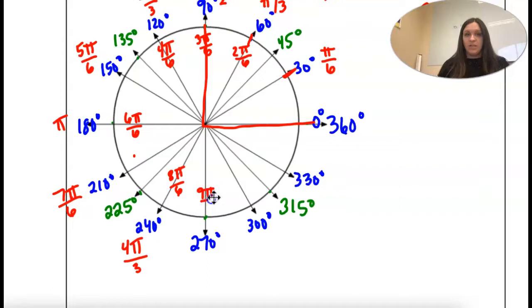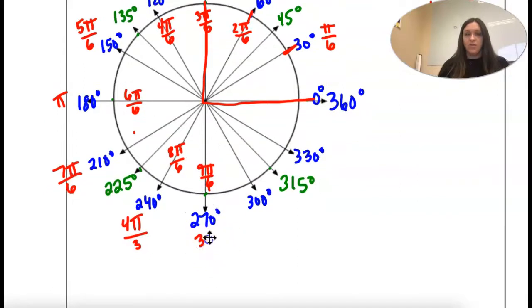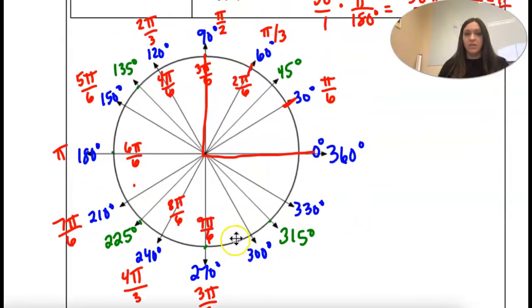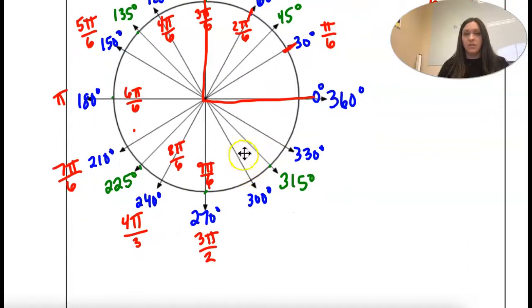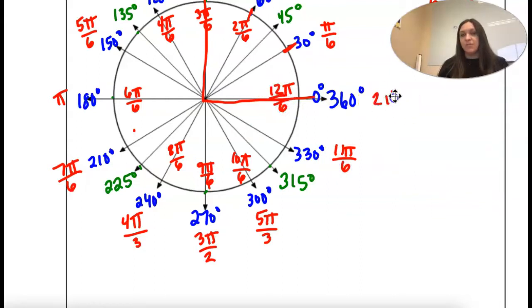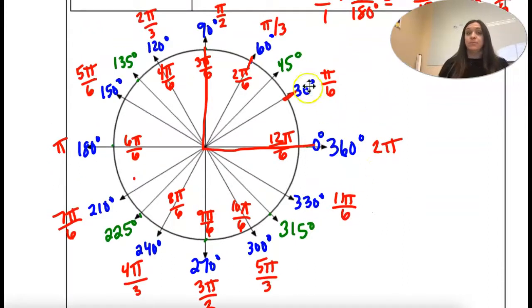9 pi over 6 reduces to 3 pi halves. 10 pi over 6, I'm trying to do them in my head: 10 divided by 2 is 5, 6 divided by 2 is 3, so that's 5 pi over 3. Then 11 pi over 6 does not reduce. 12 pi over 6 reduces to 2 pi. So once we know pi over 6, we can just count all the way around.